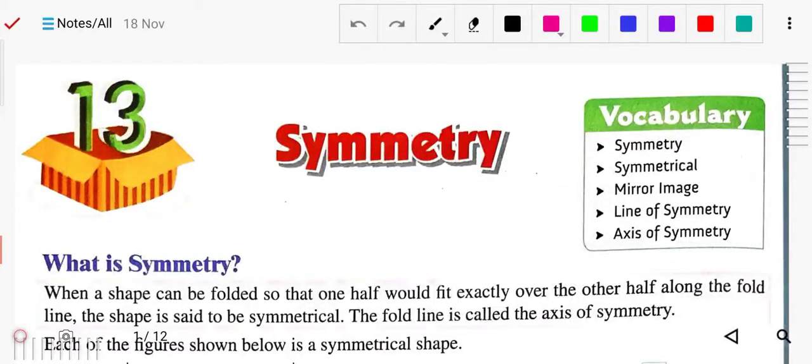Good morning, students. Today we will study chapter 13, Symmetry.